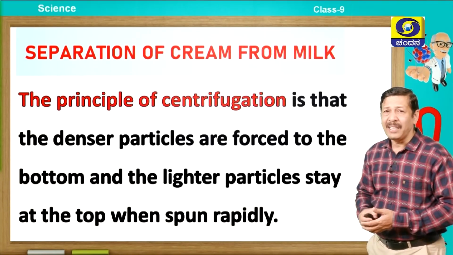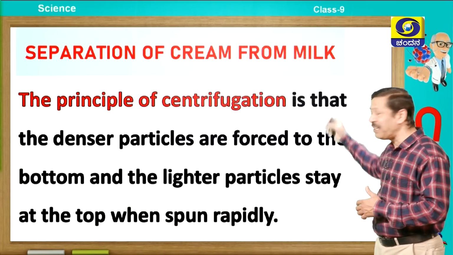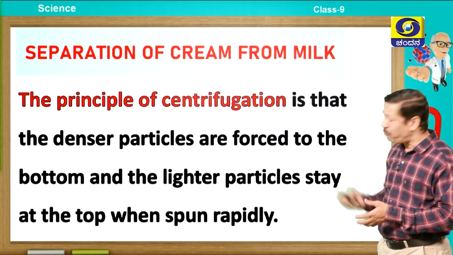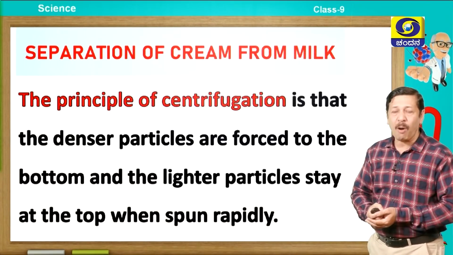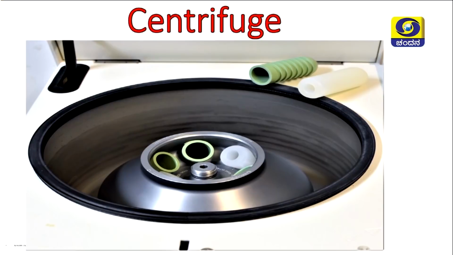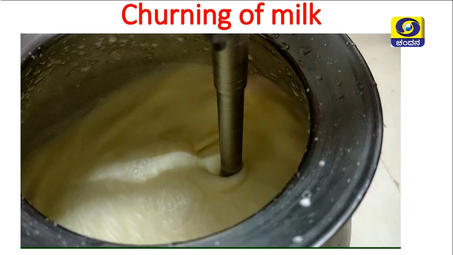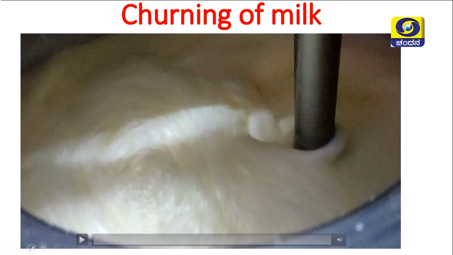Now let us see how to separate the cream from the milk. The principle of centrifugation is that denser particles are forced to the bottom and lighter particles stay at the top when you spin the mixture rapidly. This is the centrifuge used in industries or laboratories wherever it is required. Here is the practical. Now let us see how the churning of the milk is done at home. Observe, the cream is getting separated now because it is lighter.